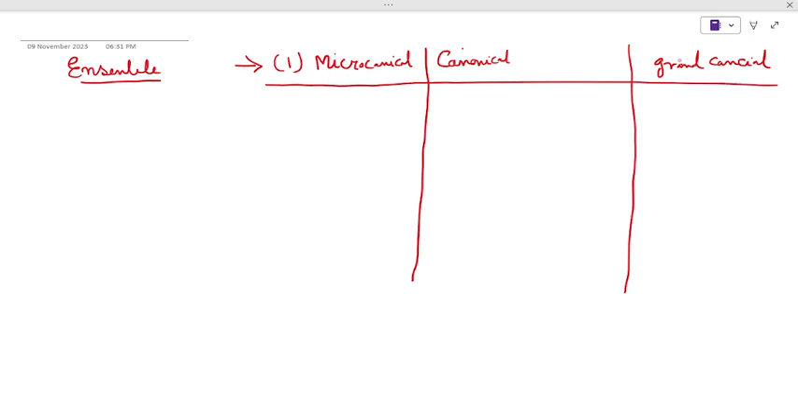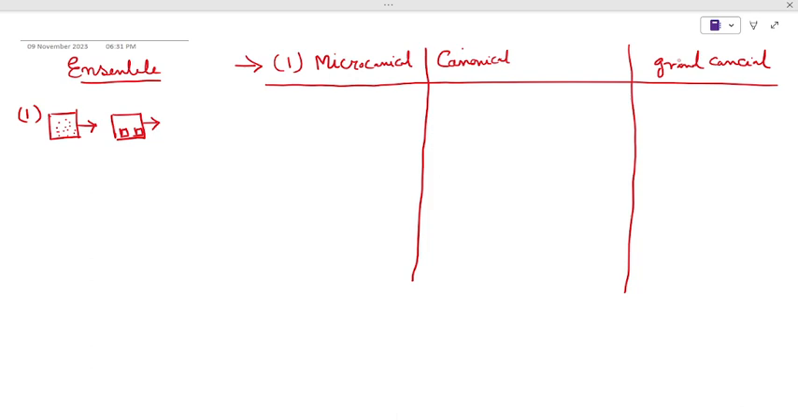So, why do we need three types of ensemble? What is the importance of this? I already taught you about a system. Let's suppose this is a system with so many gases. According to the properties of the system, we define some ensemble. Ensemble is the connection between thermodynamics and statistical mechanics. We create an ensemble for a system, and from this ensemble we get some thermodynamic parameters.